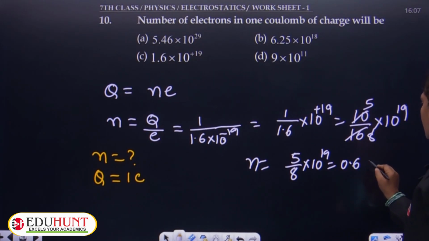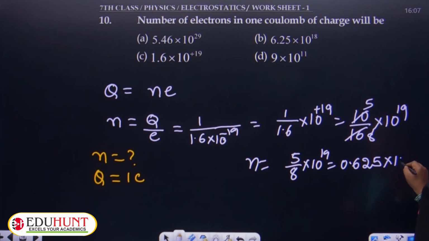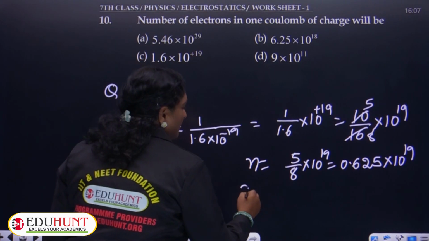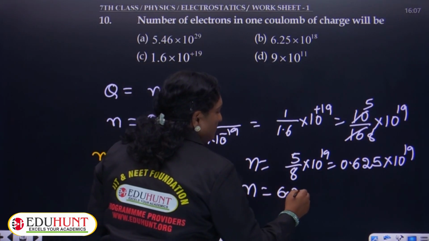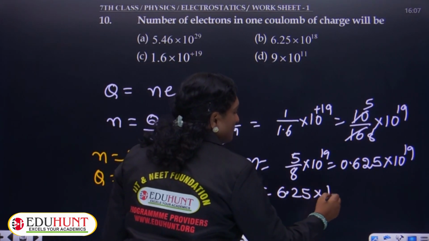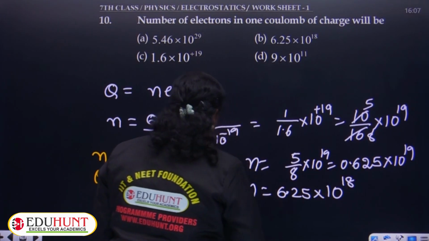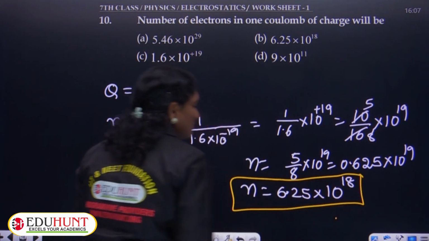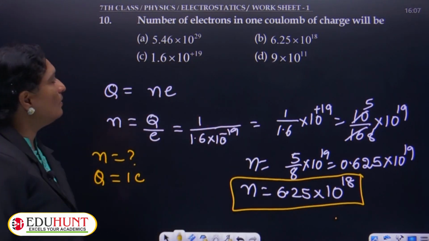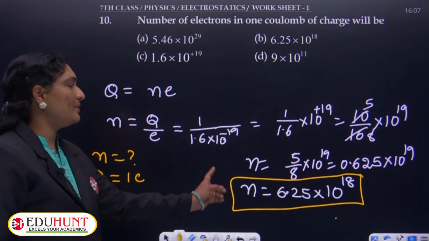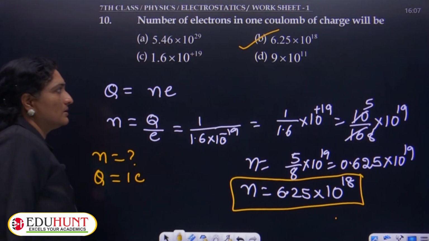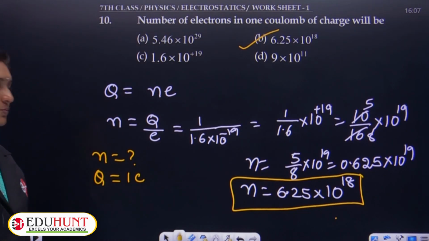5 upon 8 is 0.625. So 0.625 into 10 power 19 can also be written as 6.25 into 10 power 18. So the number of electrons that are present in 1 coulomb of charge is found to be 6.25 into 10 power 18 electrons. Hence, option B must be true.